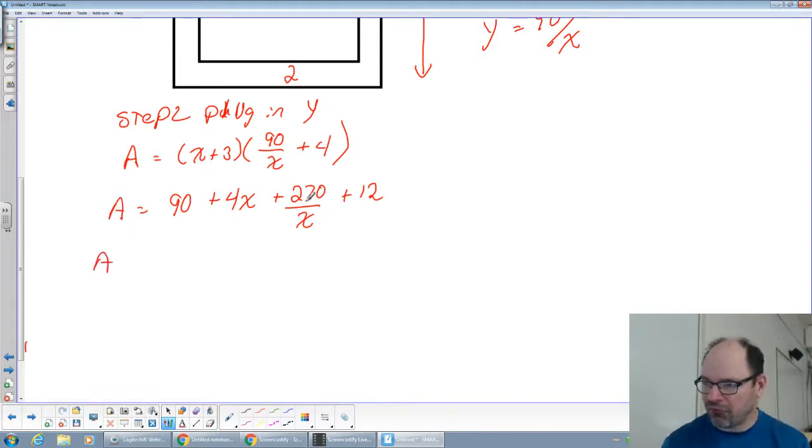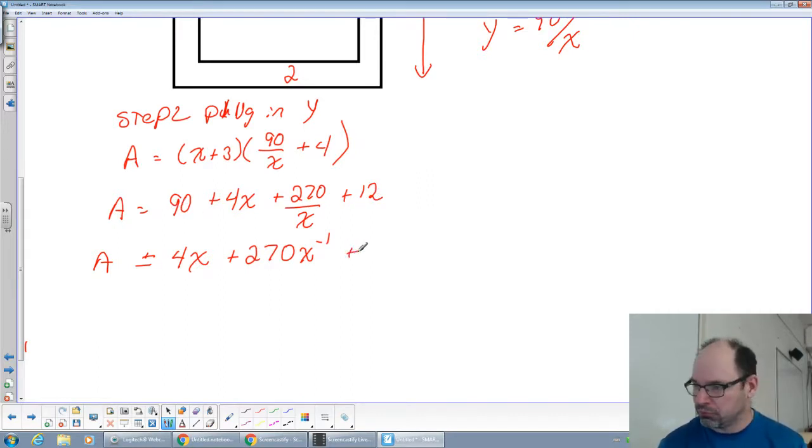Okay, so 12 and 90 can be added, and then we can rewrite this as a negative exponent. So I'm going to put the 4x first. Then I'm going to put plus 270 x to the power of negative 1 because it's on the bottom, bring it up to the top. And 90 plus 12 is 102. Okay, so there we have area in terms of x.